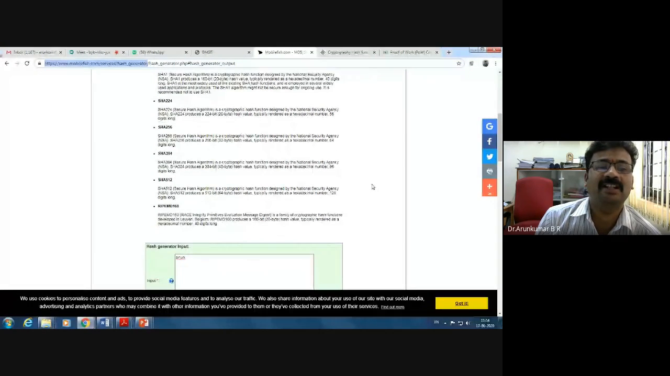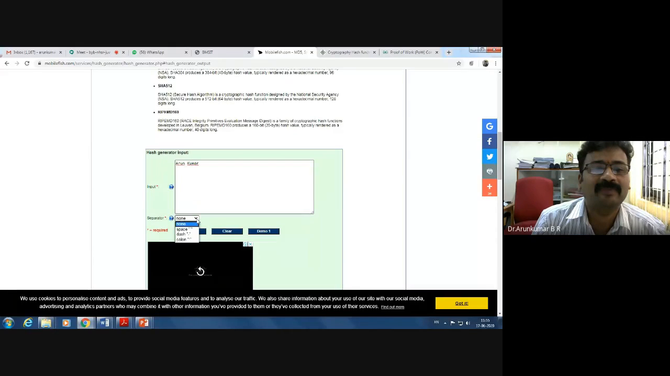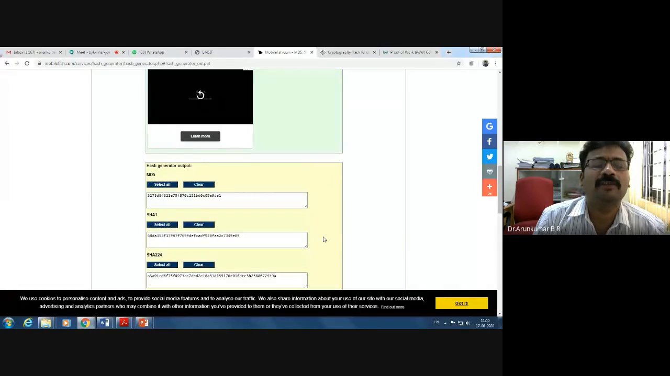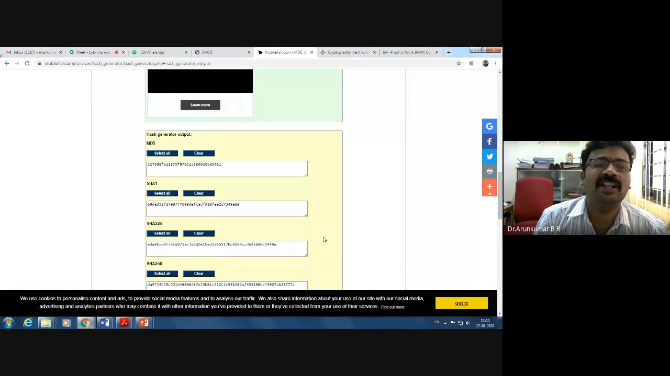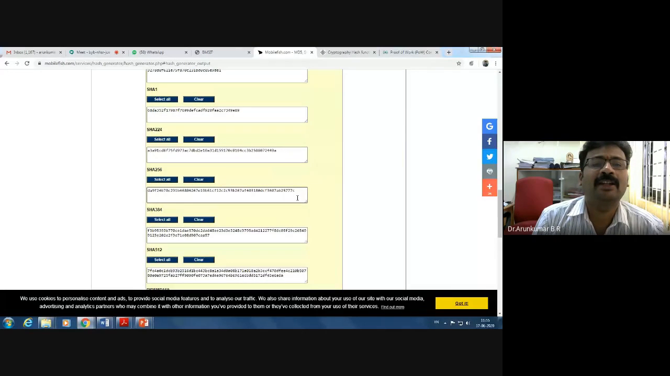So please come here, hash generator input. You can give your name. I'm giving my name, Arun Kumar, and this is the input. Now you generate the hash. In fact, the hash is generated for MD5, SHA, and SHA256 also. This is the hash generated.